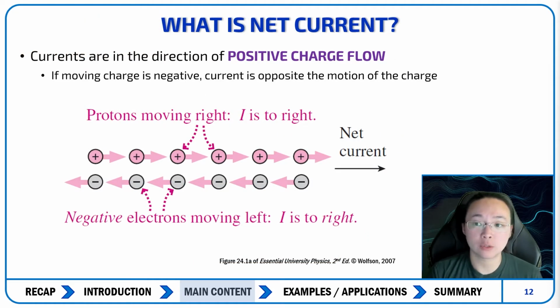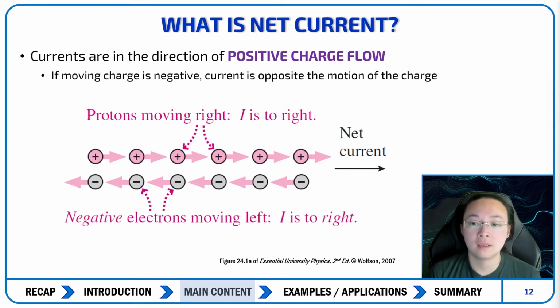Now, what is net current? Currents are in the direction of positive charge flow. I've highlighted that because it's important to understand that this is the typical convention. Wherever the positive charge is flowing, that's typically the direction of your current. If your moving charge is negative, then the current is going to be opposite to the motion of the charge. So it's very, very important to understand that when we are moving on to circuits and taking a look at current within circuits.